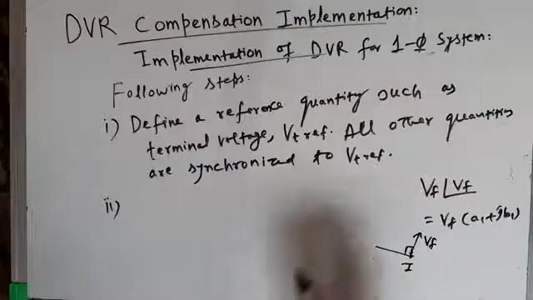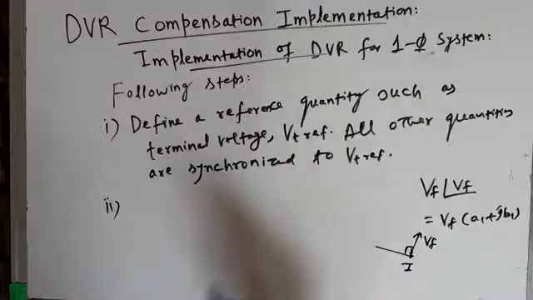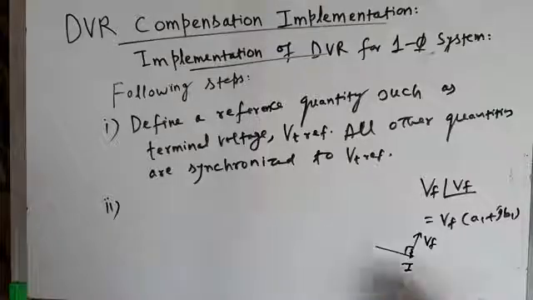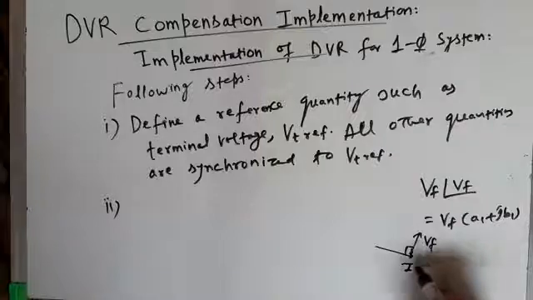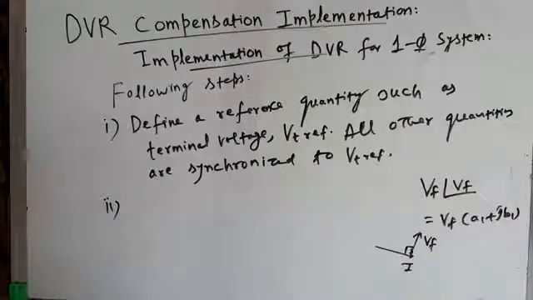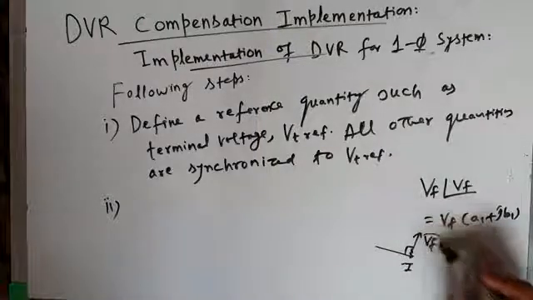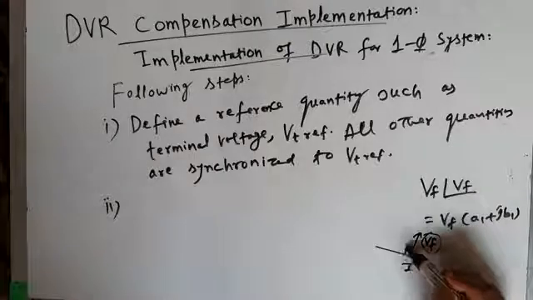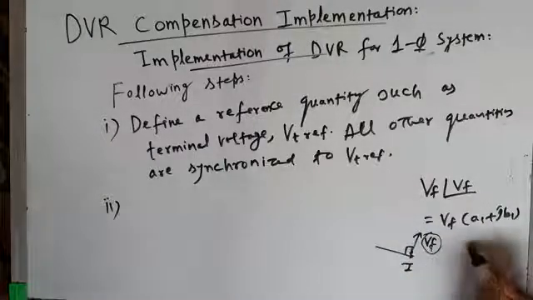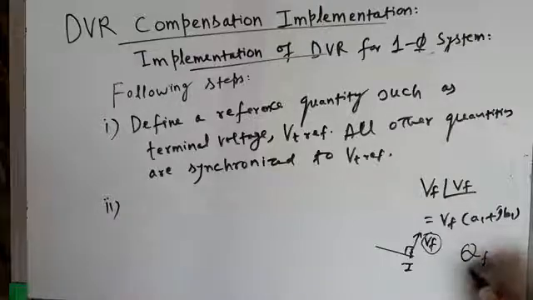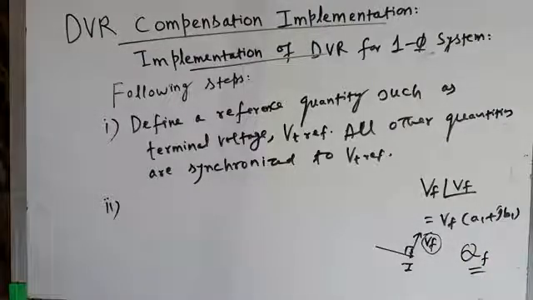Taking the terminal voltage VT ref as a reference, you find the phase angle of the current with respect to this terminal voltage. Then the phase angle of the compensation voltage will be the phase angle of current plus 90 degrees. Why plus 90 degrees? Because this compensation voltage should be at 90 degrees to the DVR current, so that DVR injects only the reactive power, not active power.